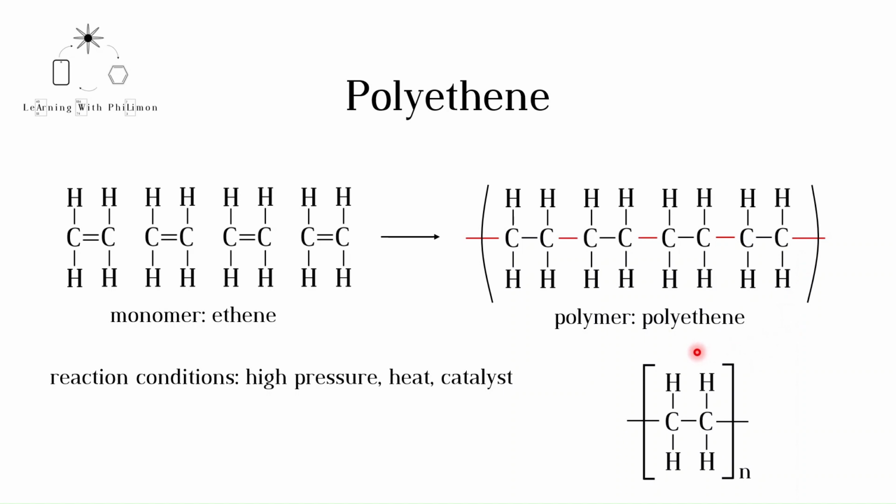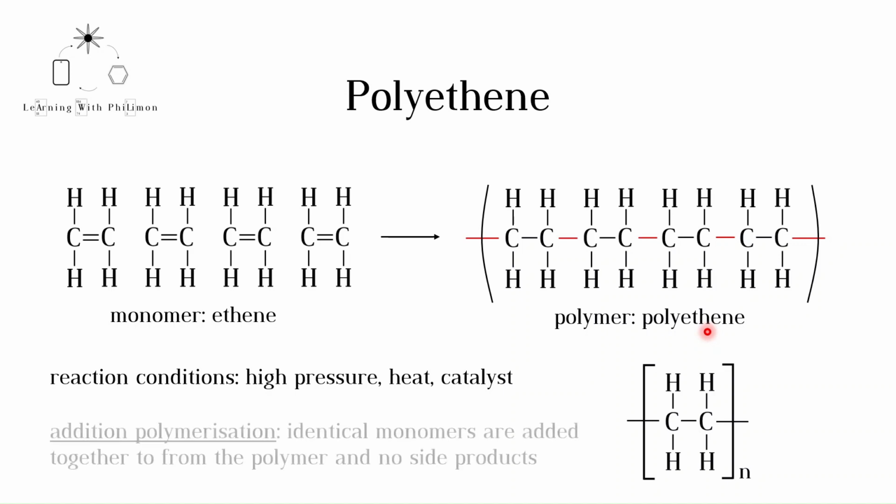In the brackets, we have 1 repeat unit. Notice that the double bond is broken. On the outside of the square brackets, we have the letter n, any positive integer. The name of a polymer always starts with the prefix poly and ends with the name of the original monomer, in this case ethene. This type of reaction is called addition polymerization. Identical monomers are added together to form the polymer and no other side products.